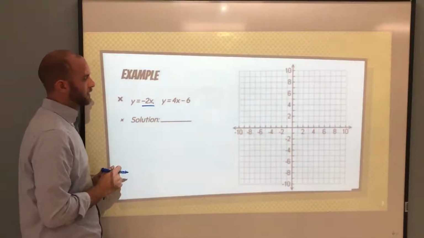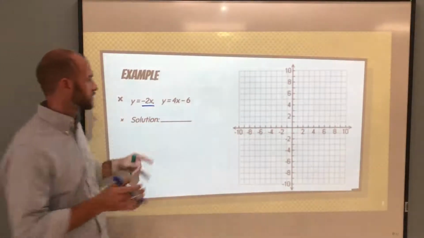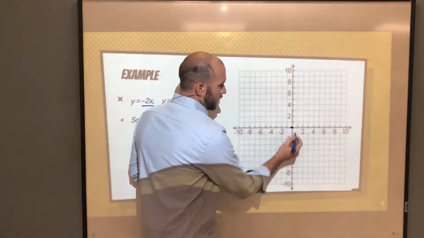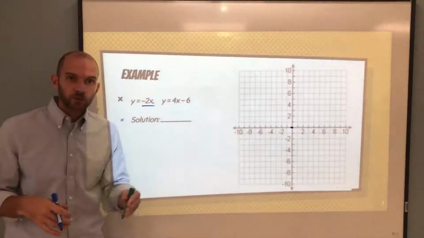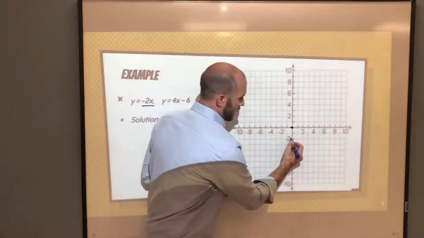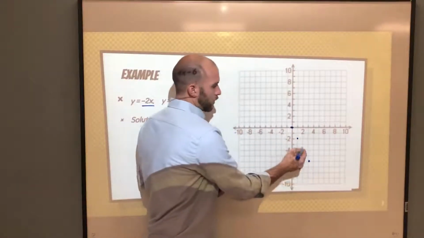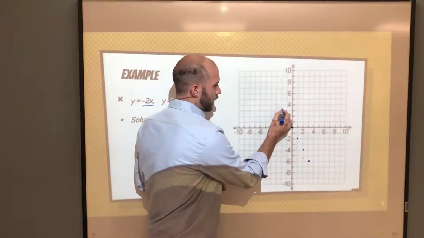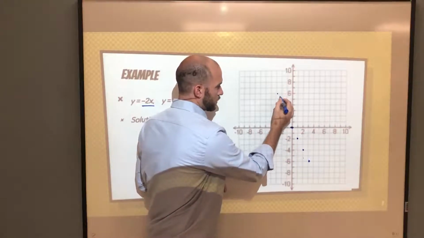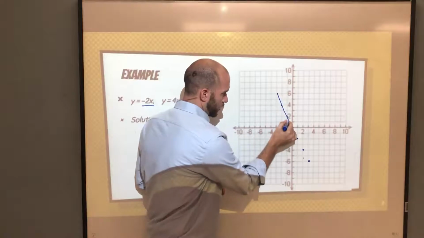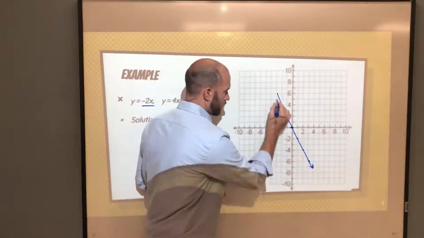Y equals -2x. Again, there's no y-intercept, so it starts at the origin. Since the slope is negative, we're going to go down 2 units and to the right 1. So down 2 to the right 1, repeating the pattern. And we'll also continue this pattern up into quadrant 2. Okay? We'll draw our line as straight as we can through here.